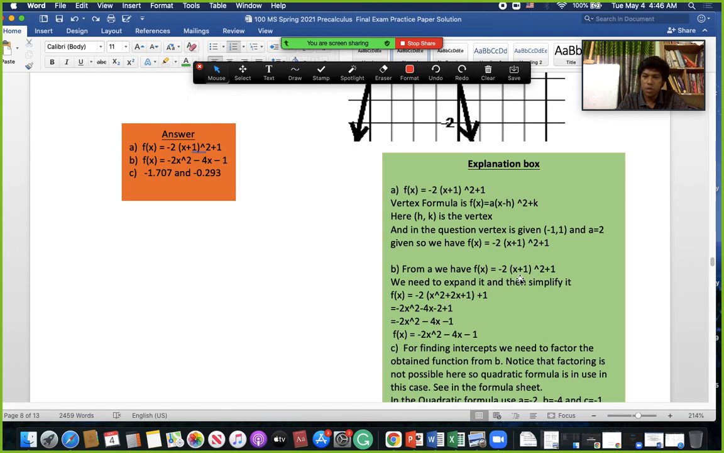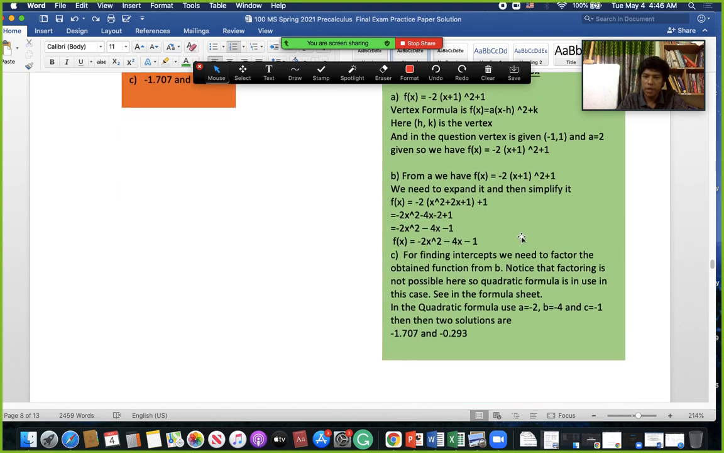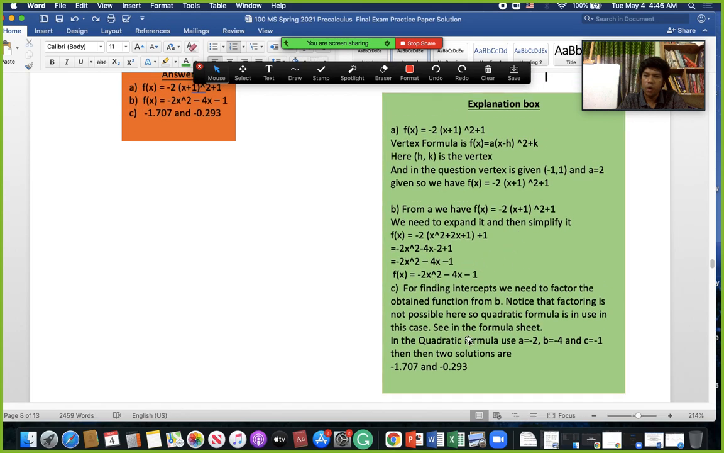So (a + b) whole square means a square plus twice ab plus b square. We use the formula, multiply it by minus 2, then just do some simplification. From this, to get the x-intercepts, we have to put y equals 0. That means this side equals 0. So we put it here, and then we use the quadratic formula.